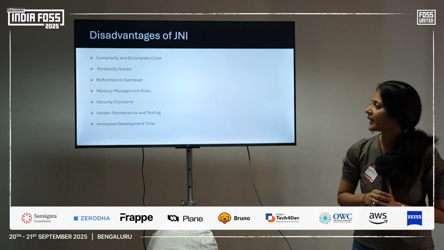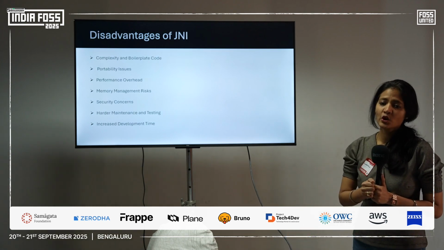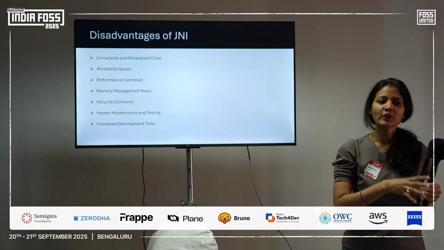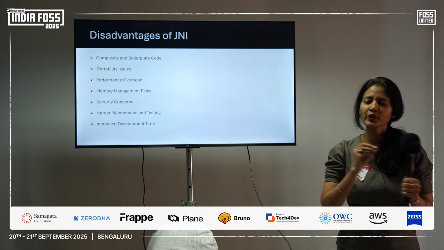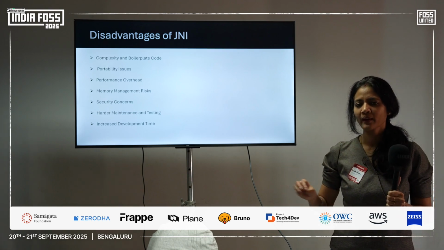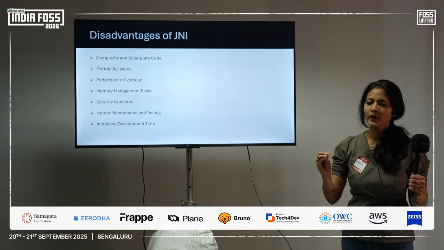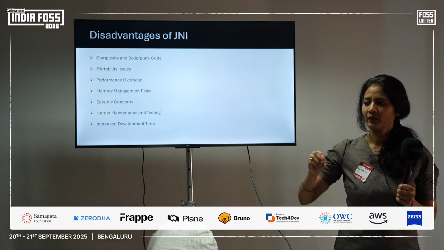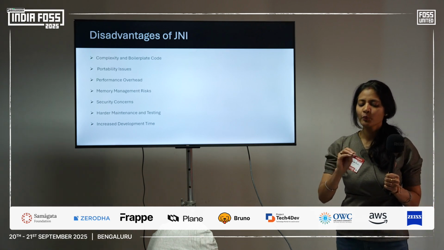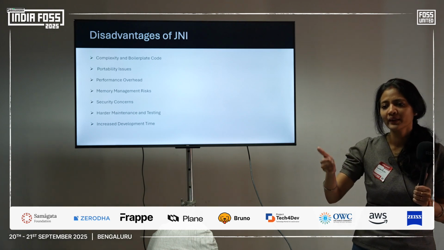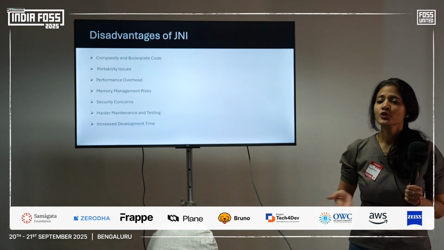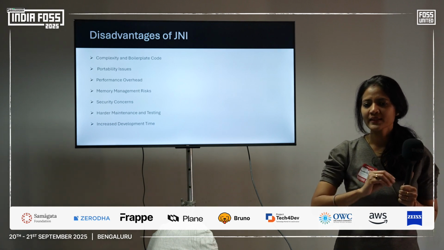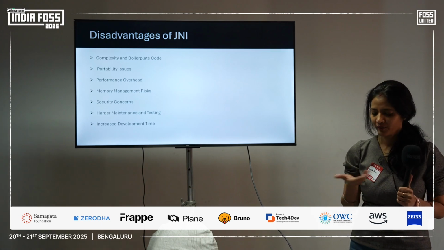Okay, so the disadvantages of JNI: complexity and boilerplate code. You need to write code in both Java and C, so you need to know both Java and C programming, and there is a lot of JNI bridging code. So it is complex. And then the C code that you have written is not portable. You have to build it in a different way for different platforms. Java is portable, but JNI is not. So write once, run everywhere fails here.